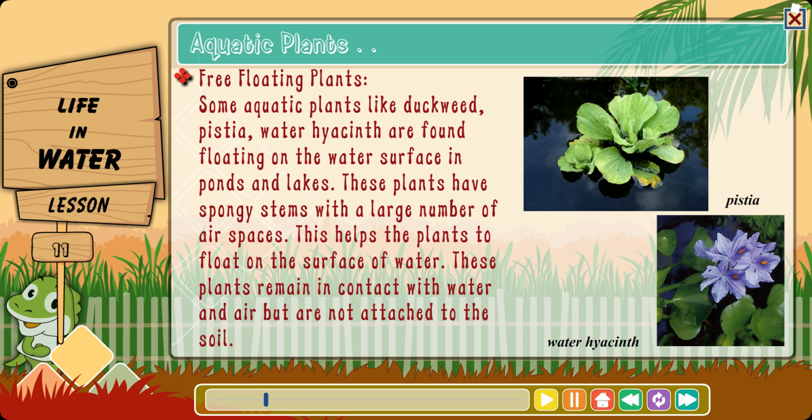Free-floating plants. Some aquatic plants like duckweed, pistia, and water hyacinth are found floating on the water surface in ponds and lakes. These plants have spongy stems and a large number of air spaces. This helps the plants to float on the surface of water. These plants remain in contact with water and air but are not attached to the soil.